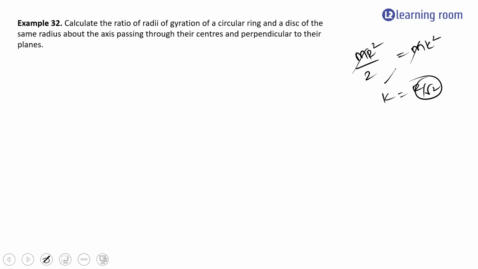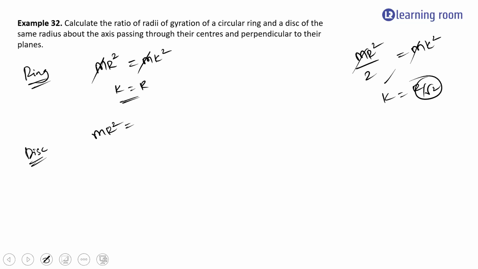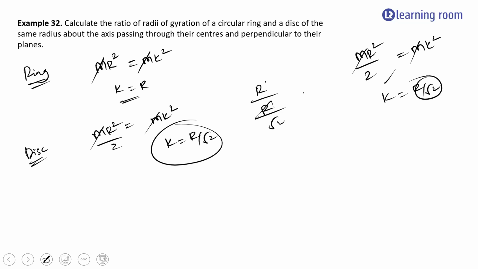What is the answer? So for a ring, what is the moment of inertia about an axis passing through the center? Just now I told you, mr square. That mr square should be equated to mk square. M and M will get cancelled. K will be R. Similarly, if I take a disk, Mr square by 2 will be equal to mk square. M and M will get cancelled. So K will be equal to R by root 2. So what is the ratio? R divided by R by root 2. Cancel this. Answer is equal to root 2.